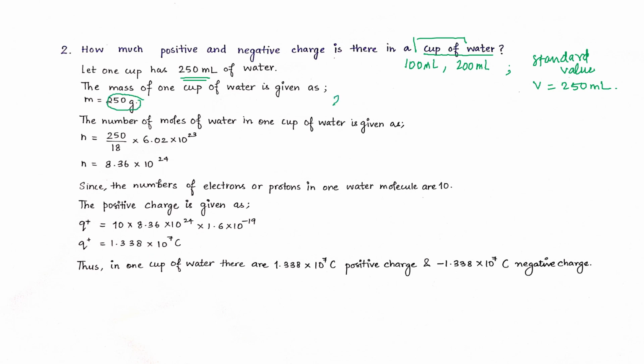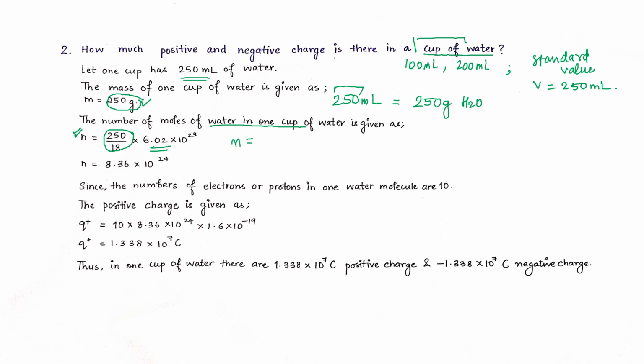Okay, this 250 ml of water, which is the unit for any liquid, is equal to 250 grams of water. So this is the mass of the water, and here we are finding the molecular mass of the water. When we are multiplying this with Avogadro number, we are getting the number of moles in the water. Water of how much? Water in one cup, that is 250 ml.